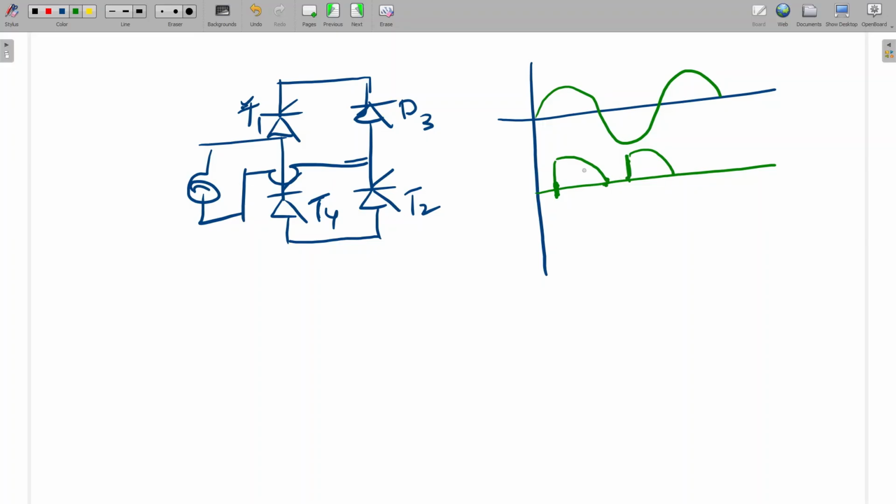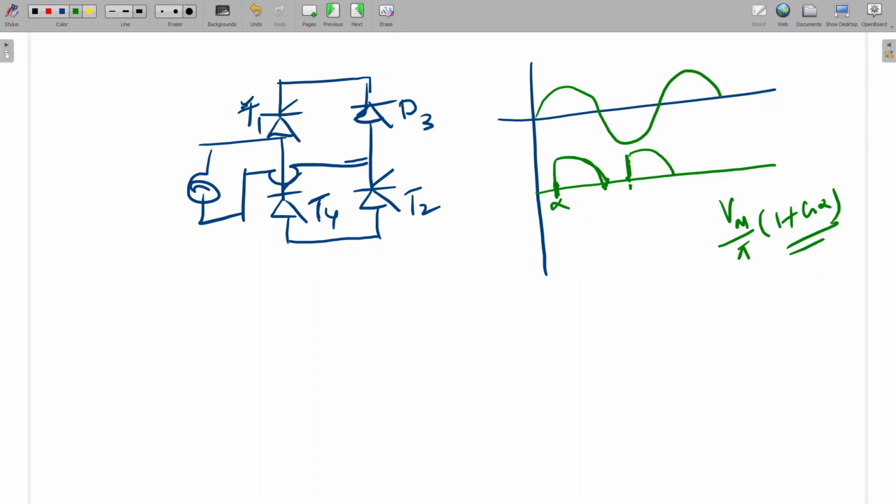Let's say at alpha I am firing T1, T2. So this will go to 0 at pi. Again, till I fire this T4, it will not conduct, the diode will not conduct. So here I am firing T4. So this will be the same as a semi converter, Vm upon pi (1 plus cos alpha). This is the semi converter case.